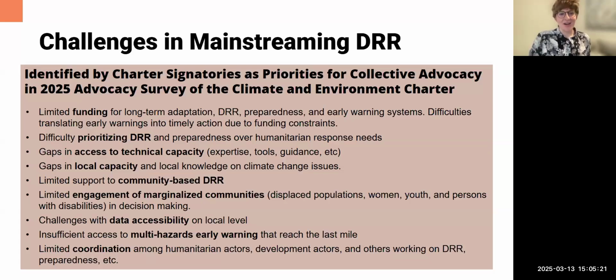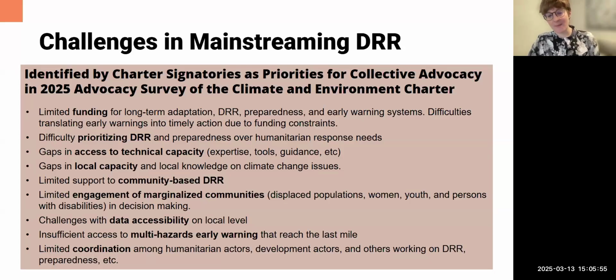mainstreaming DRR. Now, as we've spoken about throughout this call, none of these are new or surprising. Having access to suitable funding, technical capacity, support that's accessible on the local level. And we really hope that these challenges can continue to be central tenets for our advocacy in the sector. But in parallel to that, we also want to be sharing opportunities like the ones we heard on this call so far, innovative ideas and creative ways forward.